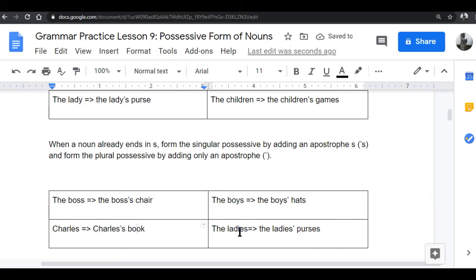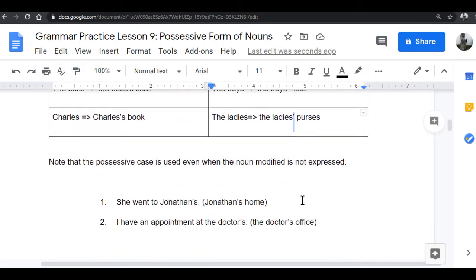And Charles, Charles's book. The boys' hats. Boys, apostrophe, hats. The ladies, plural. The ladies' purses. Okay? Ladies, apostrophe. The ladies' purses. Now, guys, note that the possessive case is used even when the noun modified is not expressed.